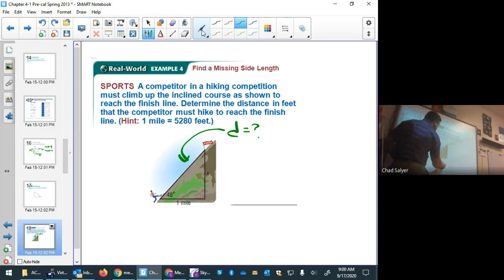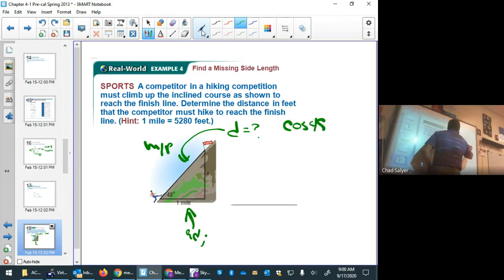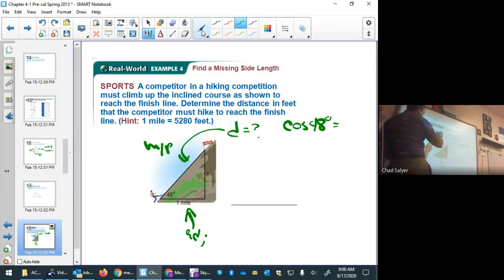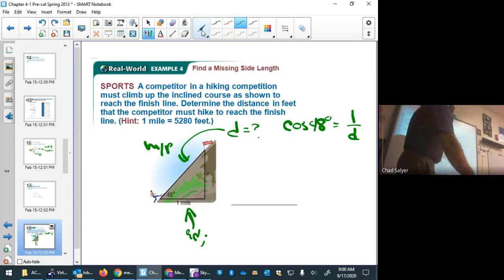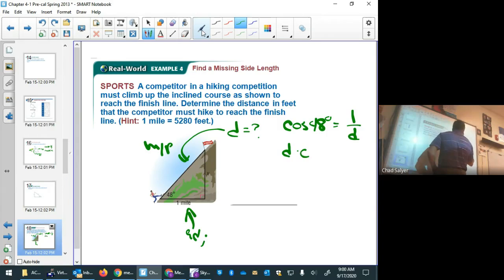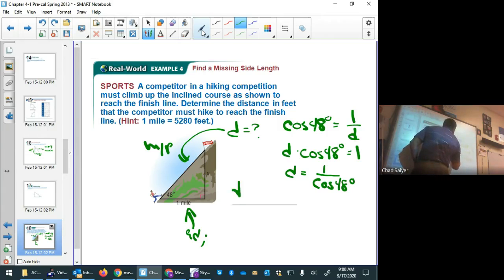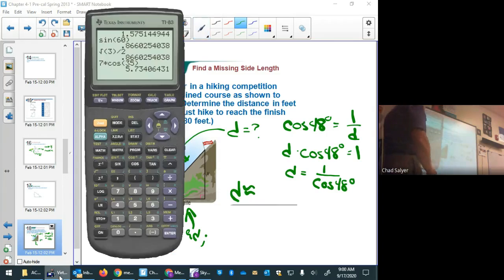So what we've got is, again, the adjacent and the hypotenuse. So we're going to use the cosine. Cosine of 48 degrees is going to equal adjacent 1 over hypotenuse d. So we've got a little bit more algebra here to do. If I multiply both sides by d, and then divide both sides by the cosine of 48, I can get my answer here.